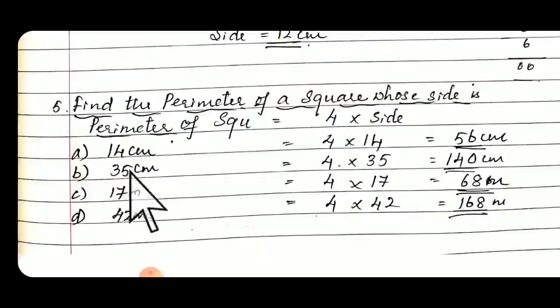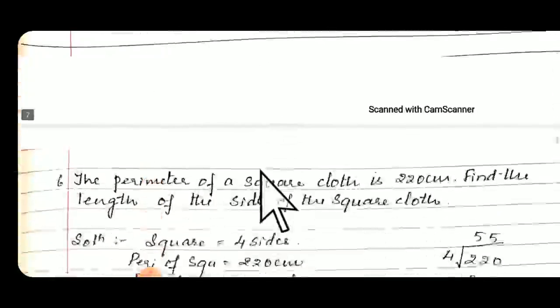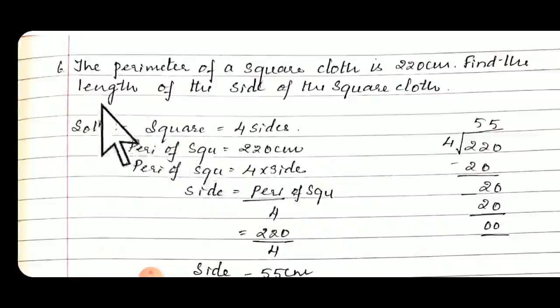Question B, if it is 35 centimeter one side, the full length of a square, 4 sides, 35 into 4, it will be 140 centimeters. Similarly, do for C and D. The perimeter of a square cloth is 220 centimeter. Find the length of the side of the square cloth.